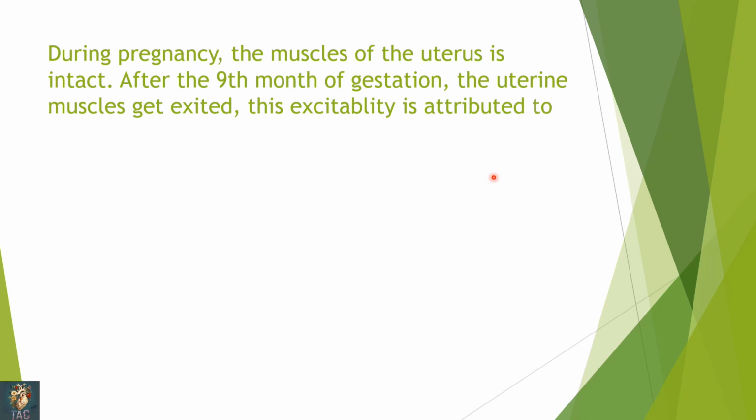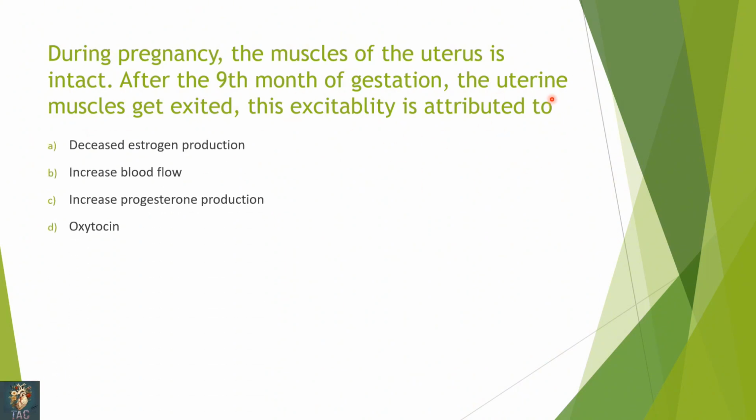During pregnancy, the muscle of the uterus is intact. After the ninth month of gestation, the uterine muscles get excited. This excitability is attributed to decreased estrogen production, increased blood flow, increased progesterone production, and oxytocin. So oxytocin is basically the factor responsible for the excitability of the uterine smooth muscle cells in the myometrium.